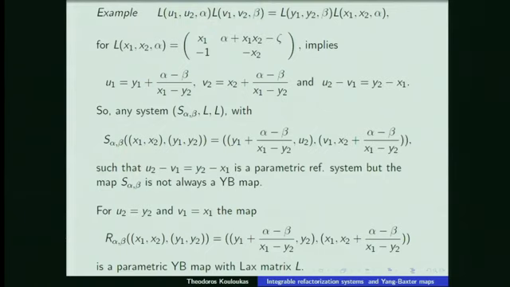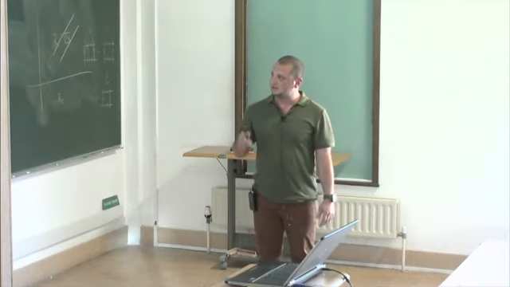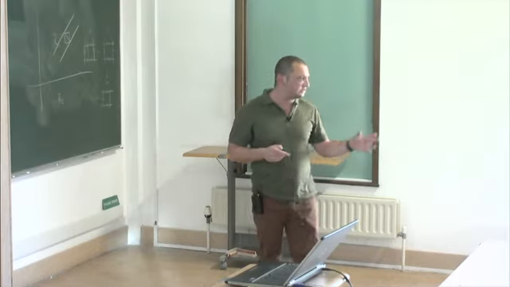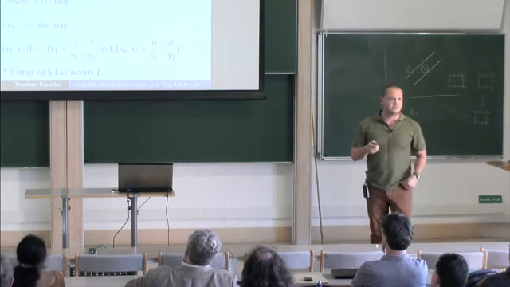But of course, not all of them are Yang-Baxter maps. As an example, we can choose U2 to be equal to Y2 and V1 to be equal to X1, and then we derive this map here, which is indeed a Yang-Baxter map. And I think this map is related, in a sense, to the map that Maciek presented on Monday.